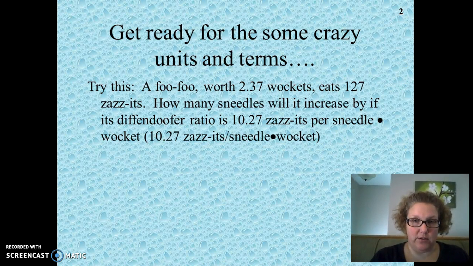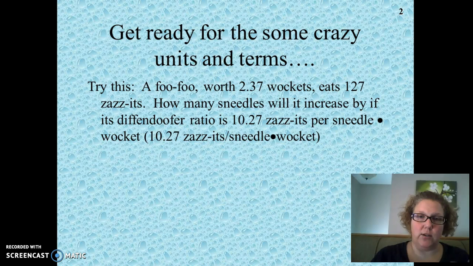So I want you to pause the video and try this problem. It's silly, but it's mathematically identical to a problem we are going to do in this unit, and it will hopefully build your confidence a little bit that in spite of all the terms and units and everything, you can do this. We're just multiplying and dividing, okay?